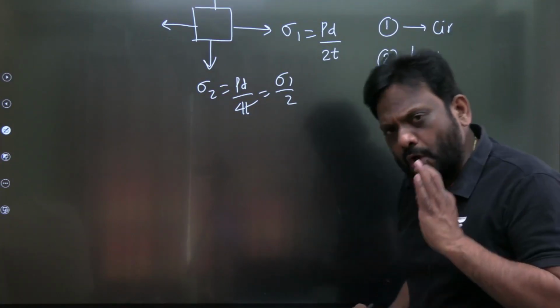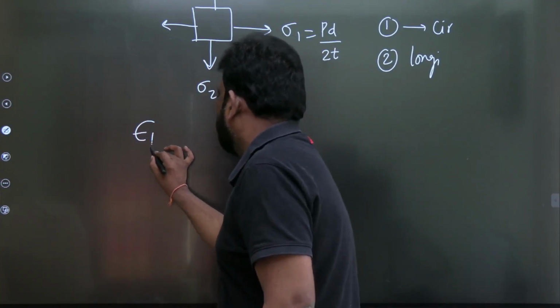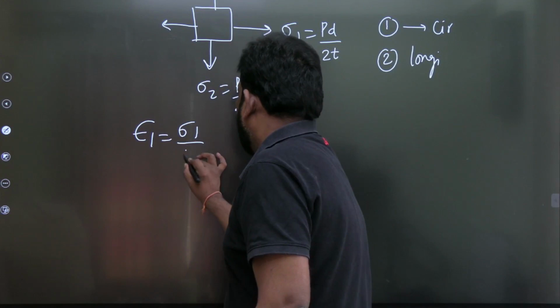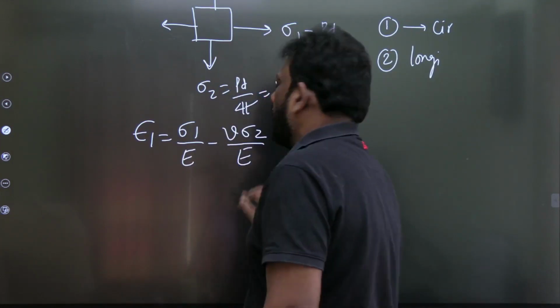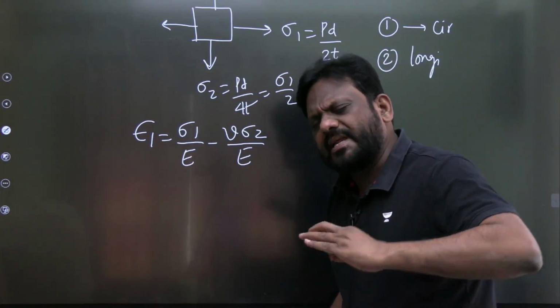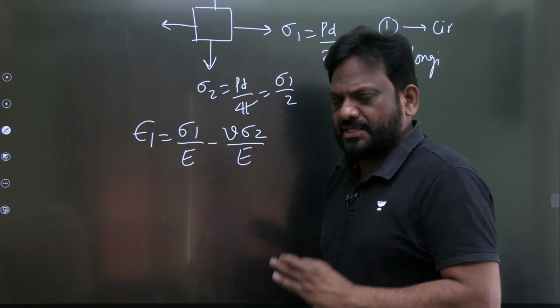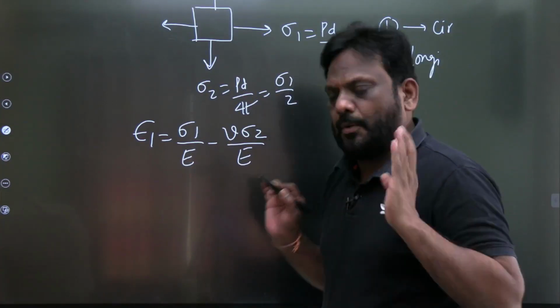Very good. You know, my dear students, we have studied beautifully. The circumferential strain is given by sigma 1 by E minus nu sigma 2 by E. This we have already seen, so I expect you to revise. You might have revised and be attending these classes. Without revision, these classes are of no use. Please understand that point carefully.